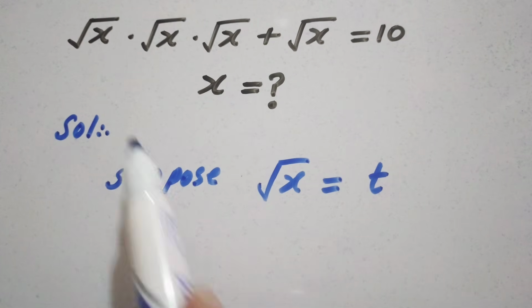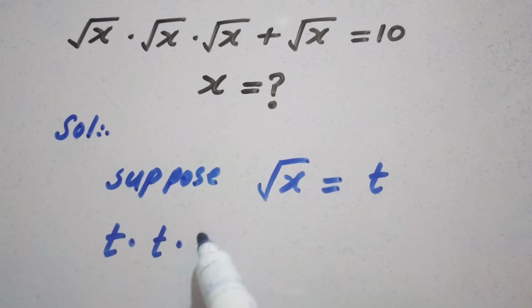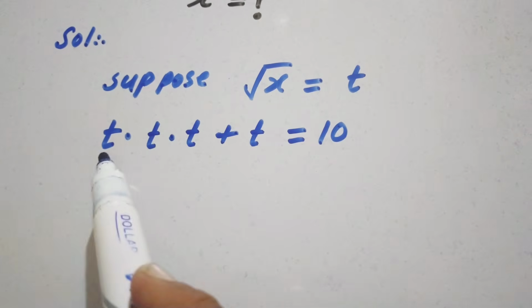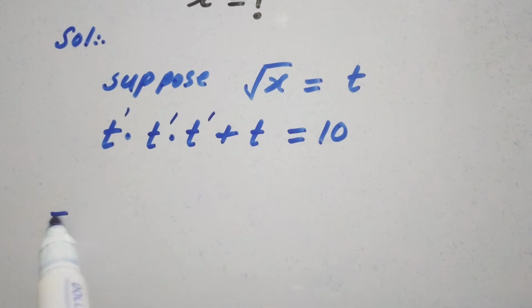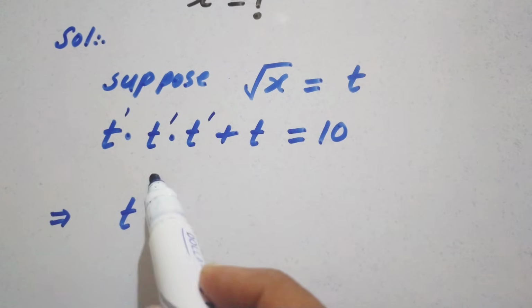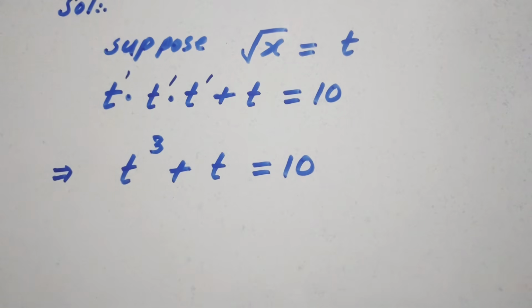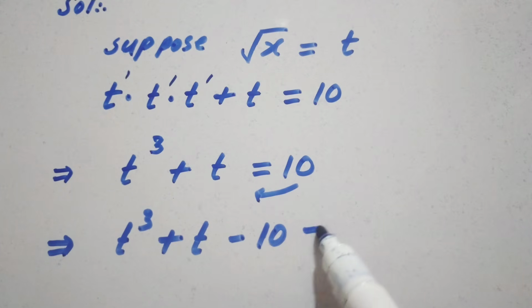Now by using this supposition, we get t multiplied by t multiplied by t plus t is equal to 10. And now when the bases are same and multiplying each other, then their power will be added. So this implies t cube plus t is equal to 10. Now move this 10 from right hand side to left hand side, and this will become t cube plus t minus 10 is equal to 0.